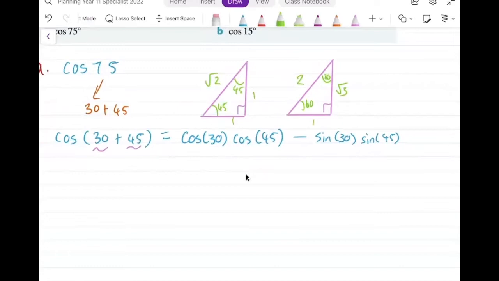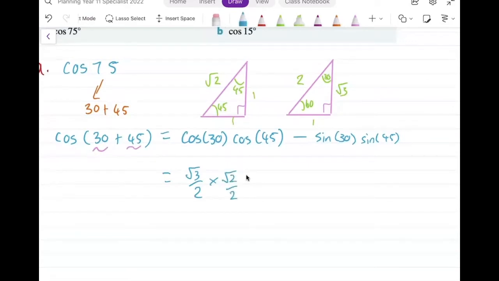So if I get out my special triangles, if I draw those in, I can now get my exact values. Cos 30 is going to be adjacent over hypotenuse, which is going to become root 3 over 2. Multiplied by cos 45. There's two ways I could write this. I could write this as 1 over root 2, or I could rationalize my denominator and write that as being root 2 over 2.